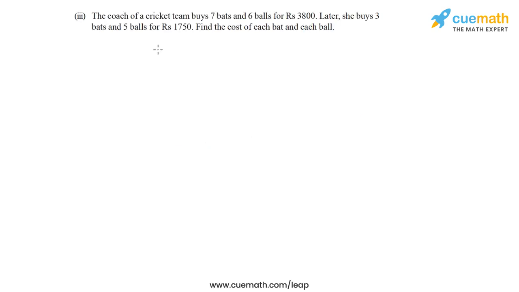The third problem in this question says, the coach of a cricket team buys 7 bats and 6 balls for 3,800 rupees. Later, she buys 3 bats and 5 balls for 1,750 rupees. Find the cost of each bat and each ball.